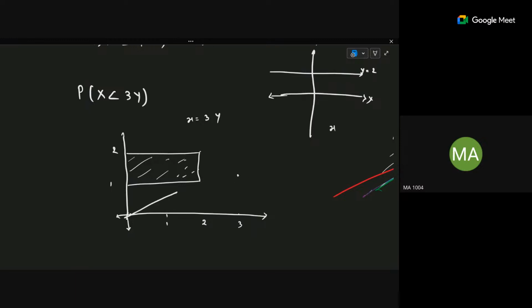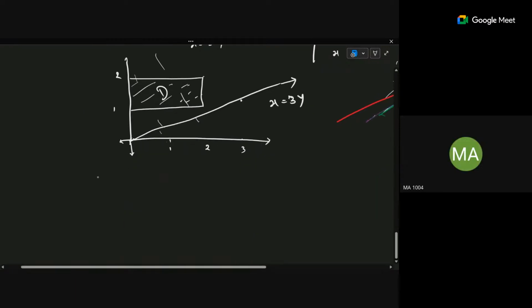The line will be like this, right? X is equal to 3y. We want x less than 3y, the above region, right? And it will intersect with the whole D, right? Isn't it? Everyone is getting it or not? Yes, ma'am. So the probability will be 1.